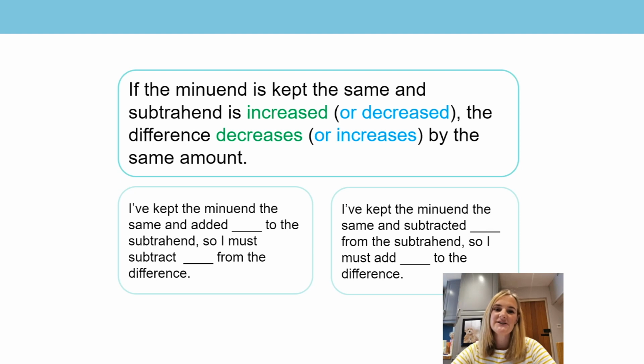Okay, so our session today is rounding up all of this learning that we've been doing in the last few lessons. And the generalised statement is going to be key to our learning today, but we will still be using those stem sentences to help us to look for how our calculations have changed. But if you could read with me that generalised statement at the top, and we'll just make sure it's really clearly in our heads before we get started. Okay, are you ready? If the minuend is kept the same and the subtrahend is increased or decreased, the difference decreases or increases by the same amount.